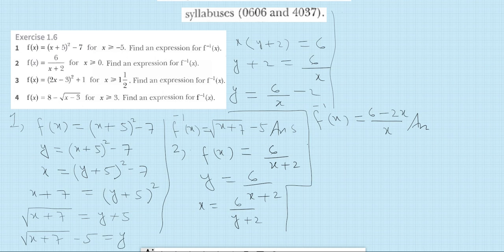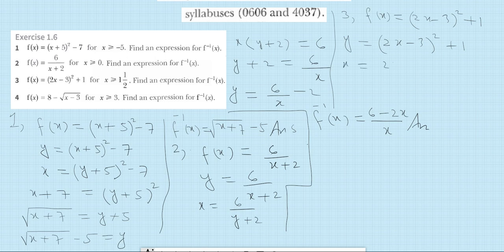Question number 3 is f x is equals to 2x minus 3 whole square plus 1, for x is greater than equals to 1 whole 1 upon 2. Find f inverse x. Again repeat all steps. This is f x. Replace this f x by y. 2x minus 3 square plus 1. Now replace x by y and y by x.